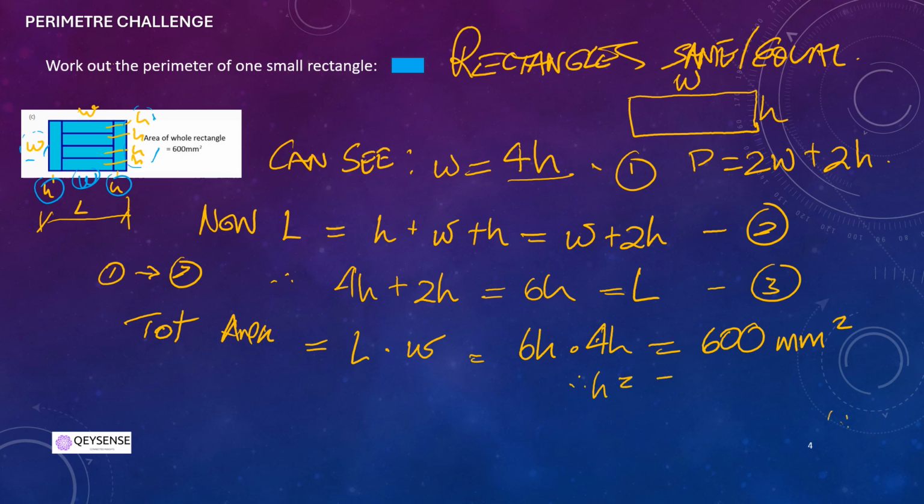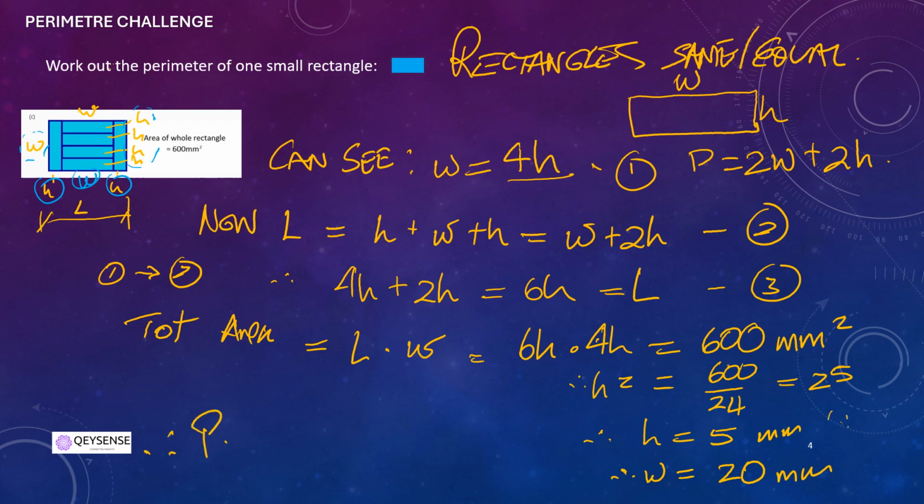Therefore, H squared equals 600 on 24, which is 25. Therefore, H equals 5 millimeters, and therefore W, which is 4 times H, is 20 millimeters, and therefore the perimeter is 2 times W, which is 20, plus 2 times H, which is 5, and that equals 50 millimeters.